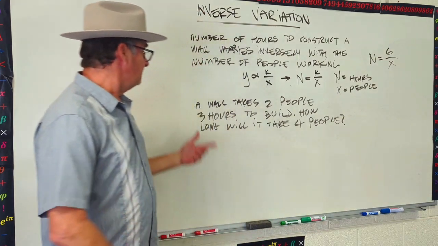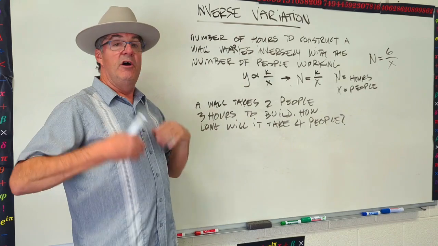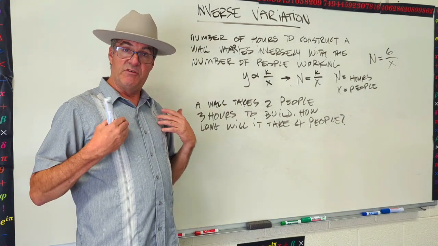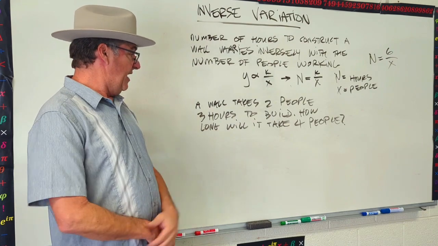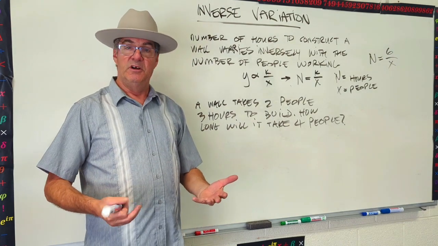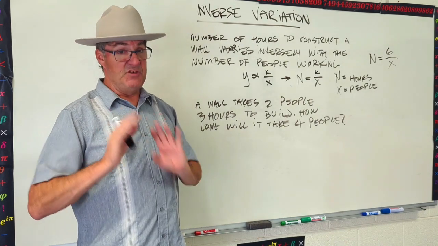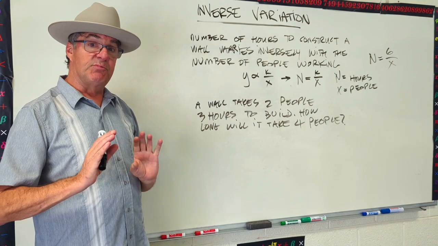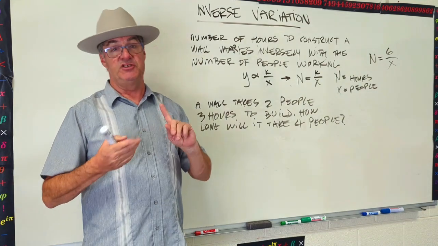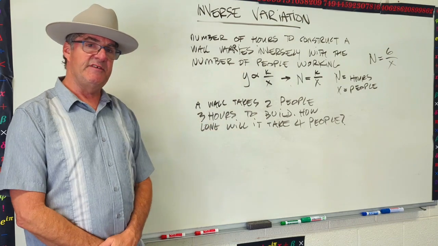So here's a problem. They're giving you enough to solve it. A wall takes 2 people 3 hours to build, okay? So now we know a couple values. And then the question is, how long will it take 4 people? So what I want you to do is pause the video right now and see if you can figure out how to do this one, okay? And I want you to do it algebraically by finding k first and then using that expression to find the answer to this one, okay? So pause the video and give that a shot.